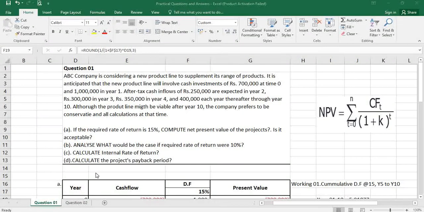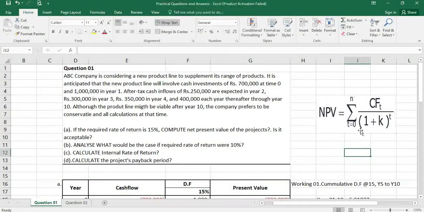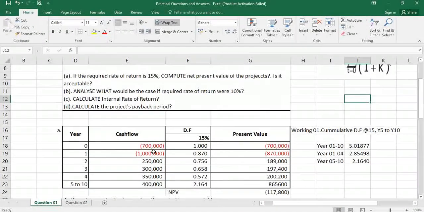You know how to calculate the net present value, the NPV. We have discussed this in the previous video clips as well. This is the formula of NPV. Let's move on to the calculation. I have already plugged in all these values, so then it's easy to explain.